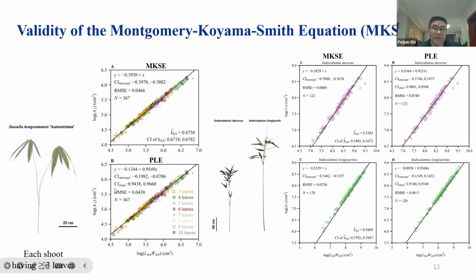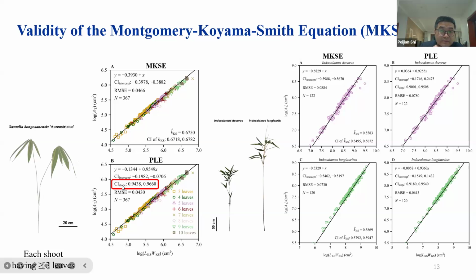We use three bamboo species to test it. They are all herbaceous, maybe dwarf bamboo. Here is the MKSE fit result. Panel A is about the proportional relationship between AT and the product of LKS and WKS, namely the MKSE. Panel B is the fitted result of the power law equation.